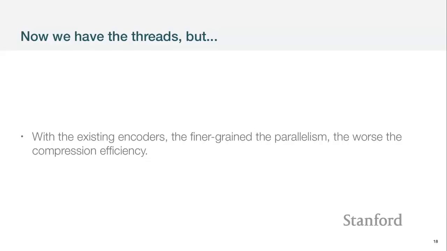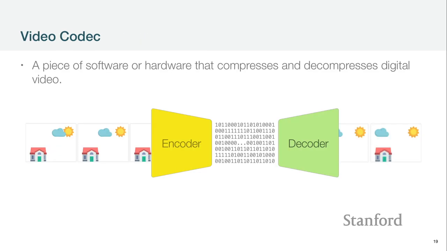So we were able to get these threads. We can have 5,000 threads starting at the same time. But the challenge is, how do you use 5,000 threads at the same time to compress a video? Because the finer the grain of the parallelism, the worse the compression efficiency. Let's talk about why that is.